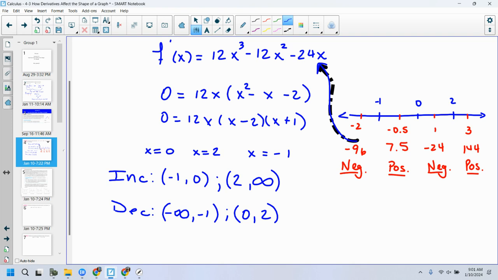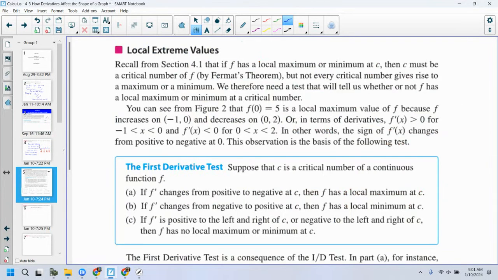I can use the increase-decrease test to tell me what's happening in terms of minimums and maximums. When I make that conclusion, the name changes. It changes from the increase-decrease test to what we would call the first derivative test. The first derivative test. Okay? This you will use way more often.